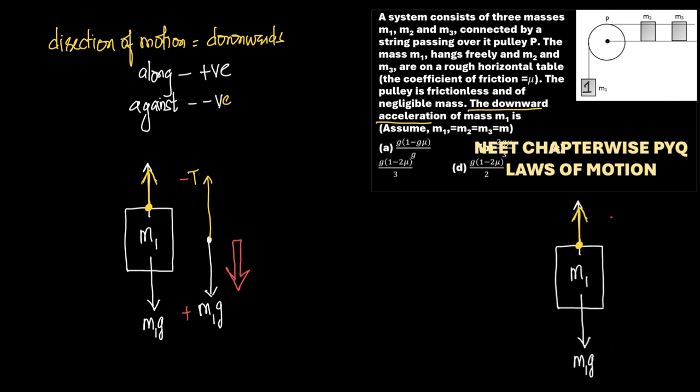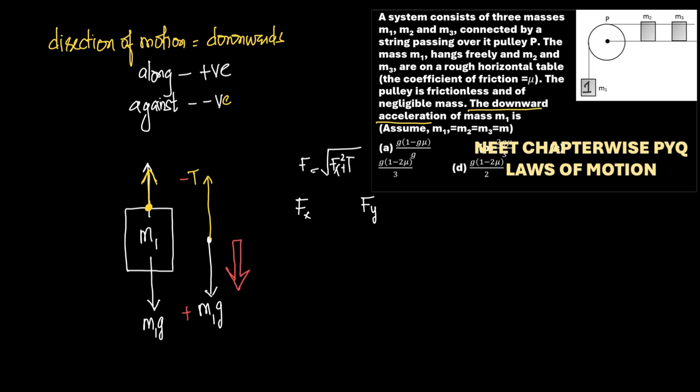Considering this body, there could be Fx and Fy. Then we can write that F is equal to the root of Fx squared plus Fy squared. Fx is equal to m into ax, and Fy is equal to m into ay. Now, is there any motion in the x direction? No. If there is no motion in the x direction, the velocity along x is 0, so there is no acceleration. So Fx is equal to m into ax, which is 0, and therefore Fx is equal to 0.